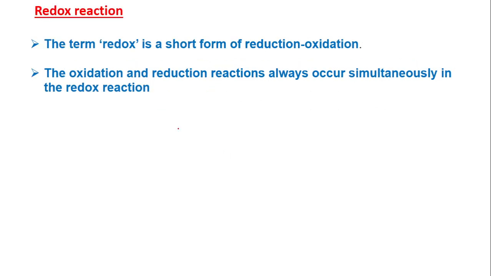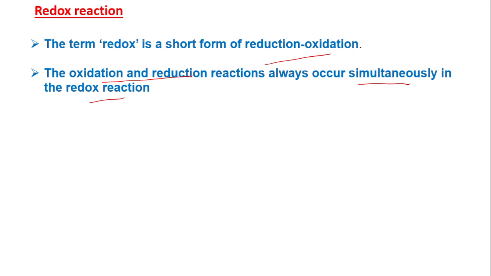Now let us learn about the redox reaction. Redox reaction is a short form of reduction and oxidation reaction. If in a reaction oxidation and reduction take place simultaneously, then that reaction is termed a redox reaction. What is a redox reaction? The reaction in which oxidation and reduction take place simultaneously is termed a redox reaction. Let us learn some examples for the redox reaction.